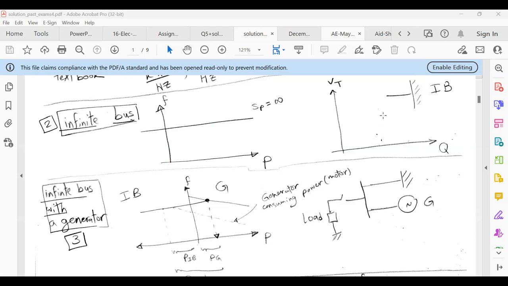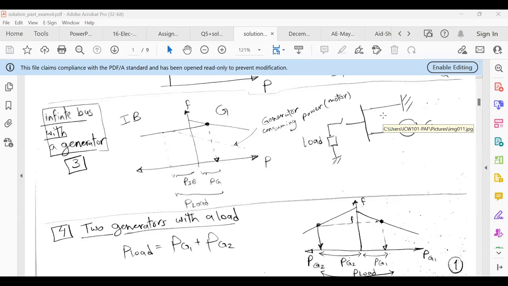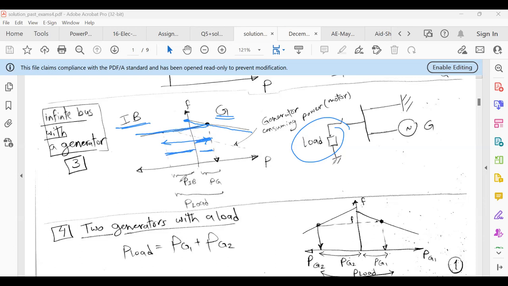Case number three, if you have a generator connected to the infinite bus, okay? We draw it like this. This is the infinite bus side. This is the generator. The generator normally has the no load frequency here and you have the slope. The infinite bus is just a line. Let's say you put your generator at this point, so you are generating this much. This is your load. So your generator will supply this part and the infinite bus will supply the other.